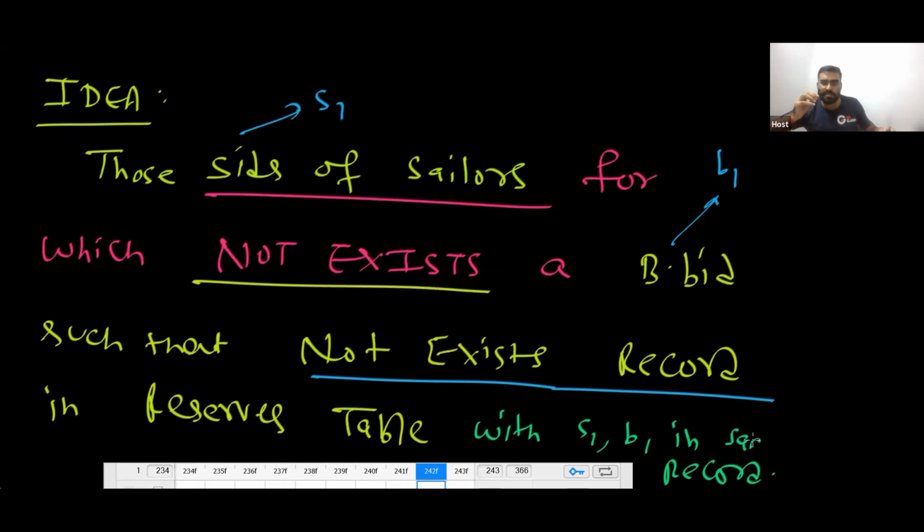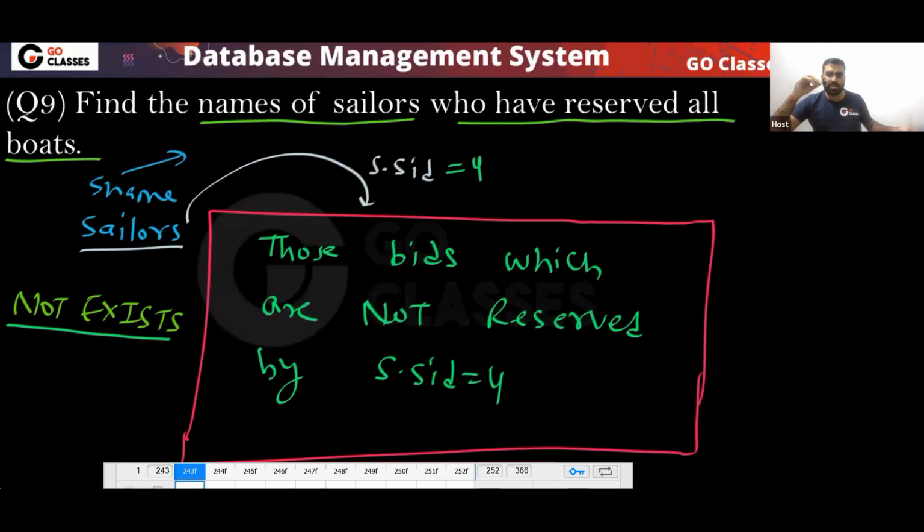Tell me, is this clear? See, very, very simple. This is the idea. If you understood this idea, you can solve the question easily. Forget about the query. Did you understand the idea? I want those SIDs for which there is no bot, such that there is no entry. So not exist here also, not exist here also.